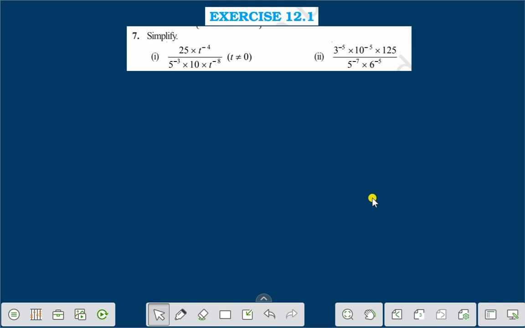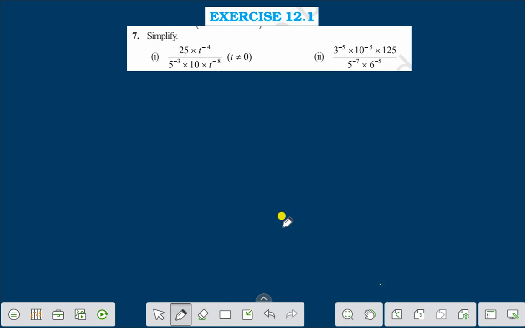Hello everyone. Today we'll discuss exercise 12.1 question number 7, that is simplify. Number 1 is 25 into t to the power minus 4 divided by 5 to the power minus 3 into 10 into t to the power minus 8, and t is not equal to 0. Let us solve question number 1.